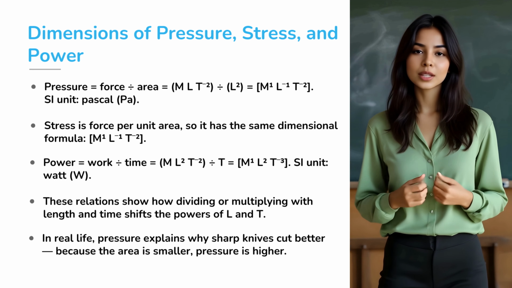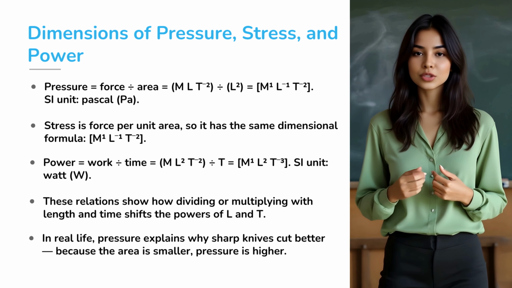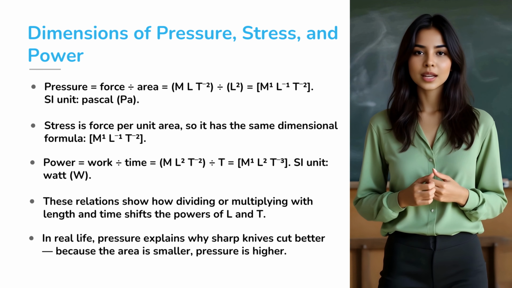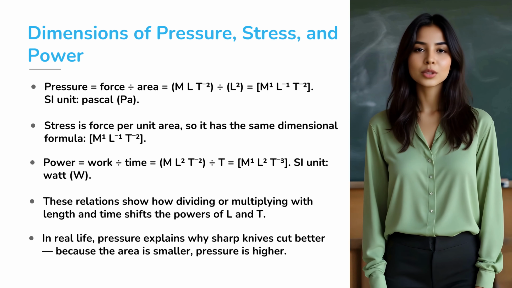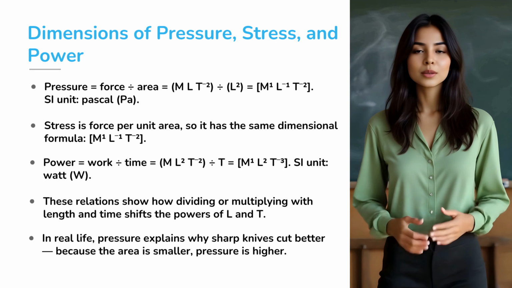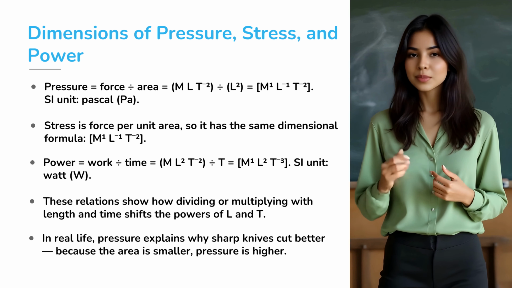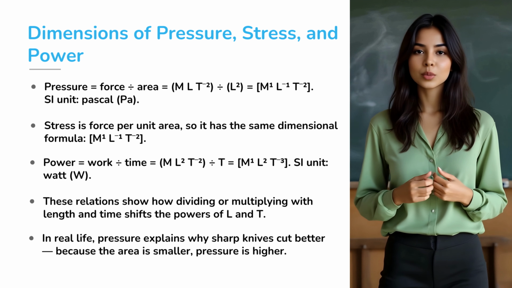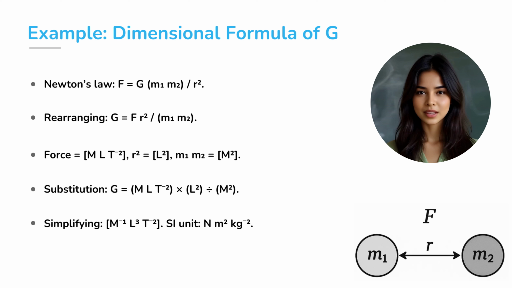Power is work divided by time. Work is mL squared t to the power minus 2. Divided by t gives mL squared t to the power minus 3. The SI unit is watt. In real life, pressure explains everyday experiences. A sharp knife cuts better because the area of contact is smaller, which means the pressure is greater for the same applied force. Let's now work through an advanced example together.